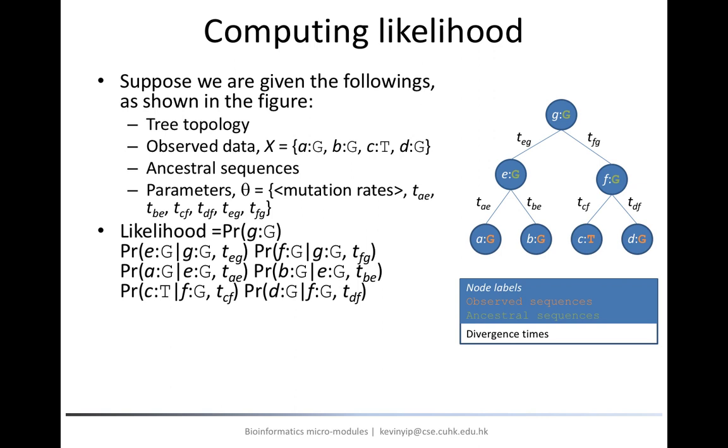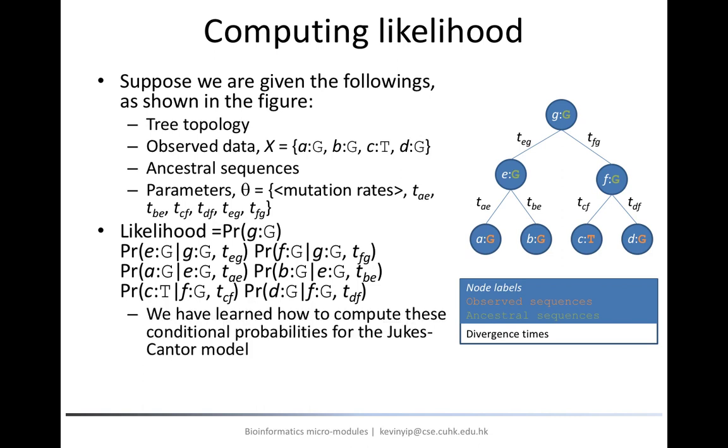How do we compute these conditional probabilities? They can actually be computed based on a mutation model. For example, if we assume the Jukes-Cantor model, the mutation rate is a single parameter alpha, and all these conditional probabilities can be computed using the formula we derived in the last module.